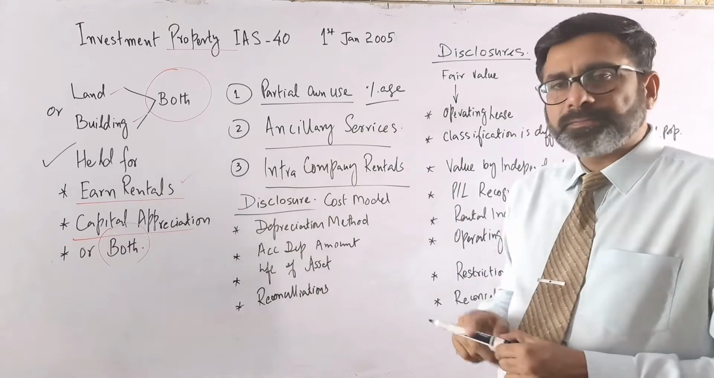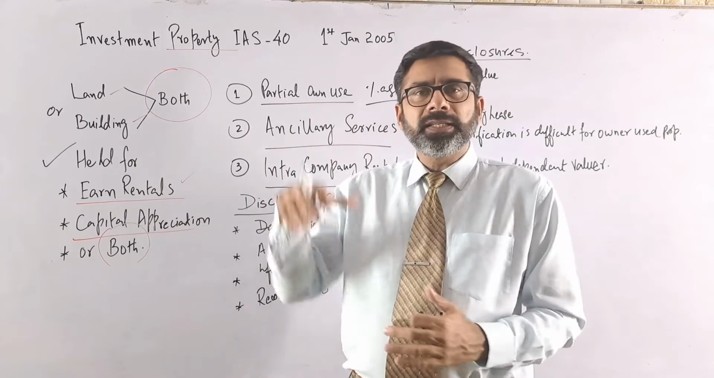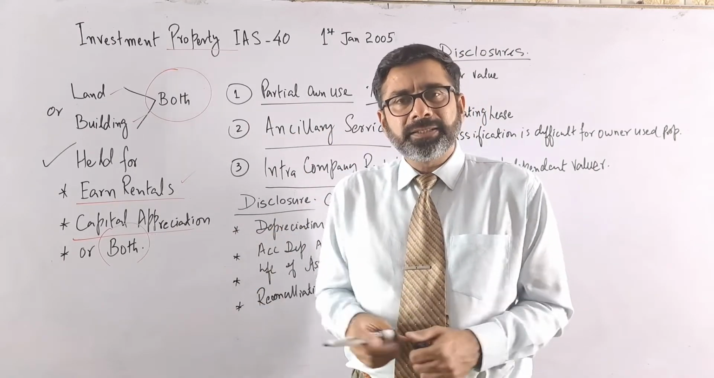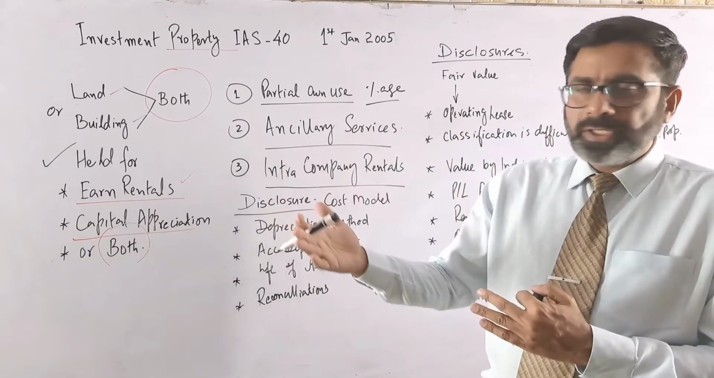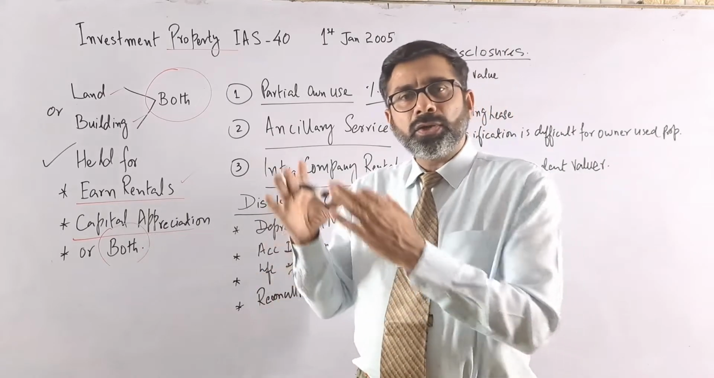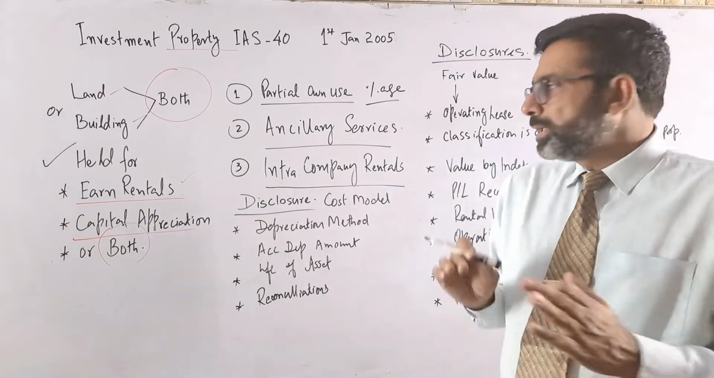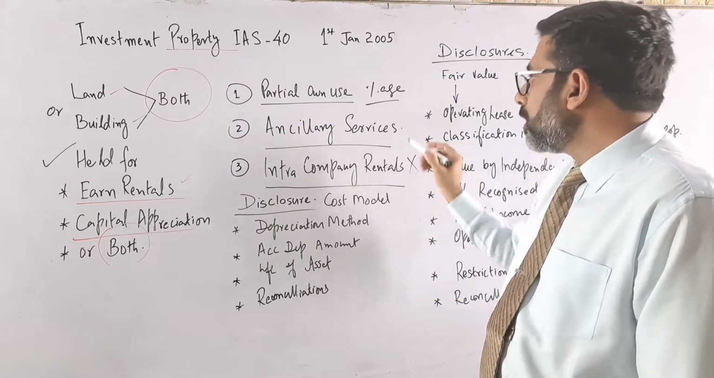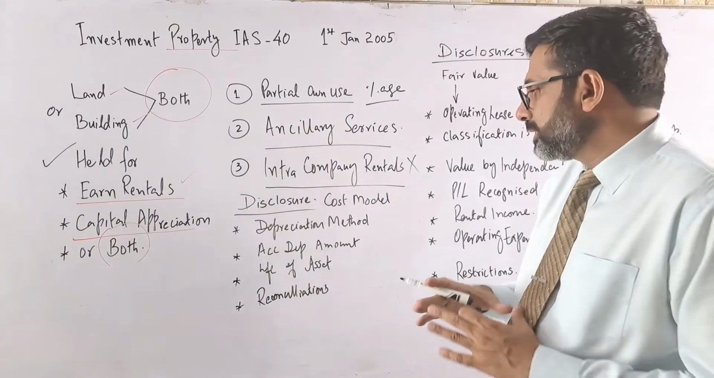Now the third thing. There's a possibility that there is a holding company, the parent company, and it has different subsidiaries, or child companies. The child company can rent out some of its property to the holding company, or the holding company can rent it out to the child company. In that case, any intercompany rentals should not be included in the investment property. So these are the basic three rules.